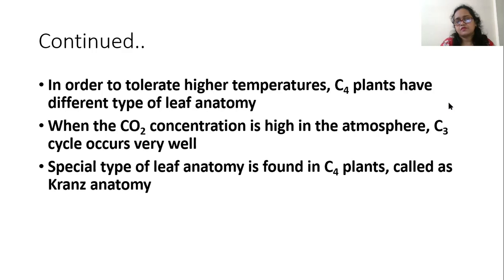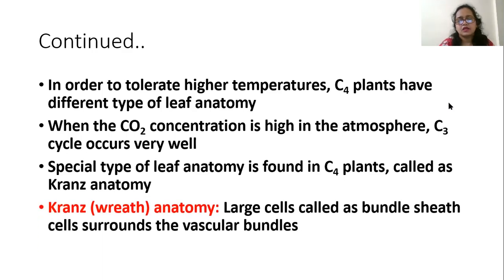A special type of leaf anatomy found in C4 plants is also known as Kranz anatomy. Kranz means wreath, and wreath means rings, so there is a ring-like structure. This structure consists of large cells which are also known as bundle sheath cells, and they surround the vascular bundles.